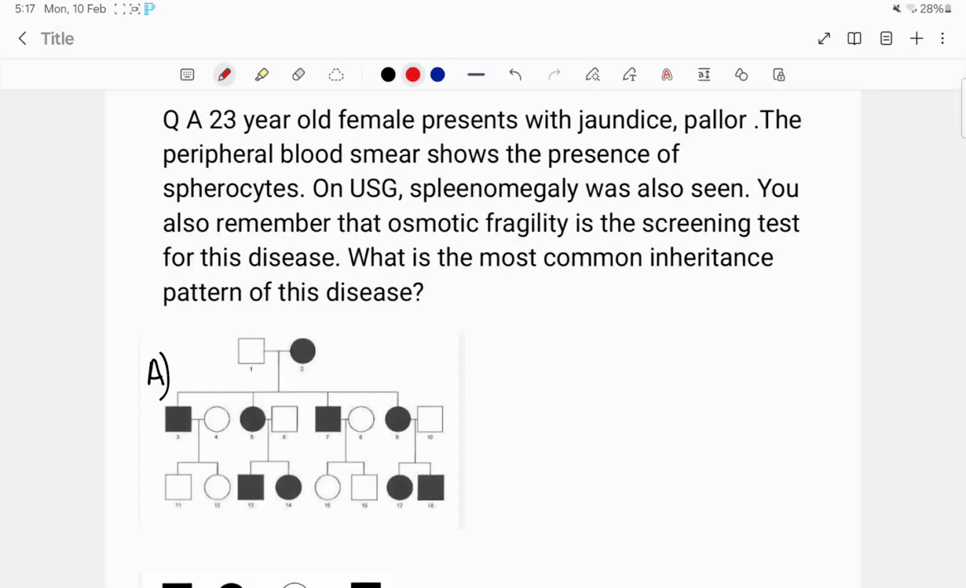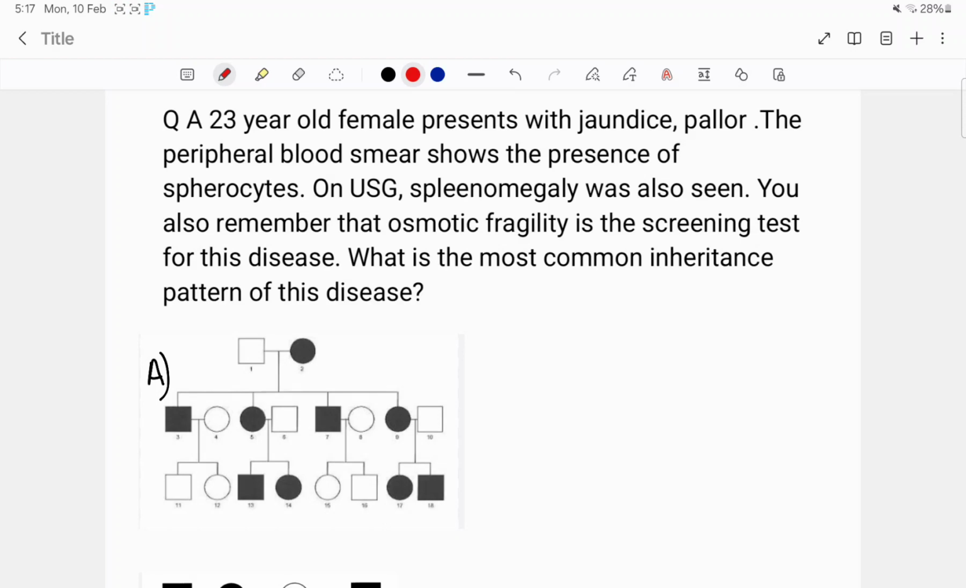Hi guys, so let's start with the question of the day. The question goes like: a 23-year-old female presents with jaundice and pallor. The peripheral blood smear shows the presence of spherocytes. On ultrasound, splenomegaly was also seen. You also remember that osmotic fragility is the screening test for this disease. What is the most common inheritance pattern of this disease?